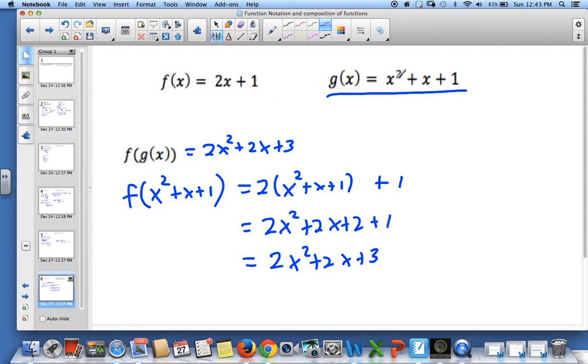It gets a little complicated if I have to square it, but that's a whole other process. So this is really all we're doing. We're just plugging things in and then doing our arithmetic. Okay.